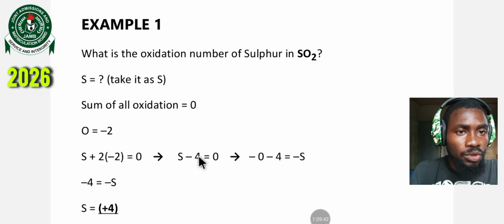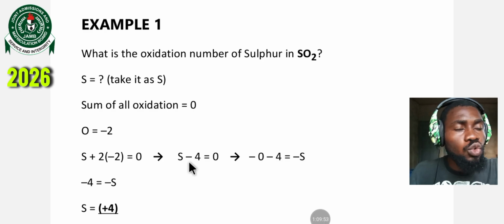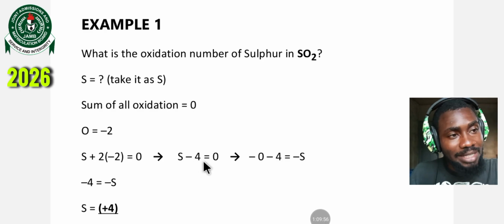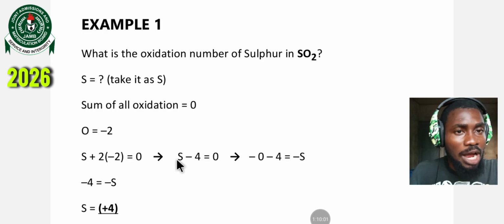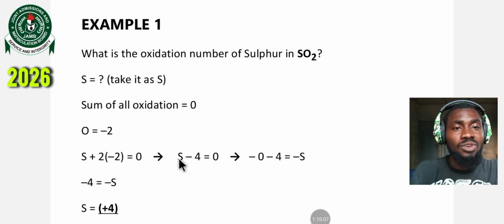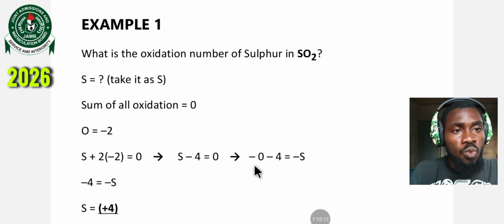2 times 2, 4, which is -4. So S minus 4 equal to 0. Since we have this, we are going to collect like terms. You know how to collect like terms in mathematics? Because 4 is a number and S is an alphabet, we are going to move the alphabet to this side and bring 0, that is also a number, to this side, okay? Because it's an alphabet and this one is a number, collecting like terms.